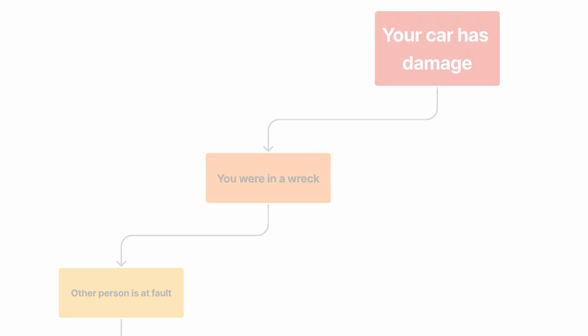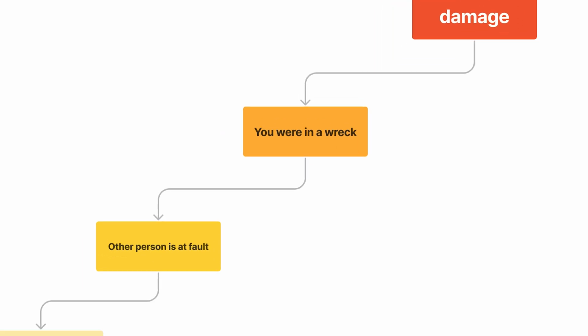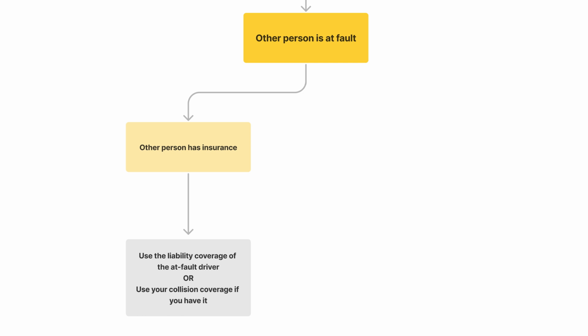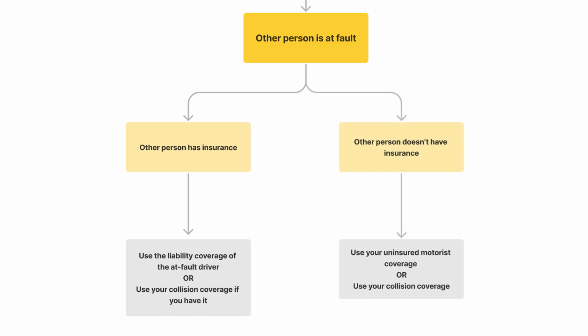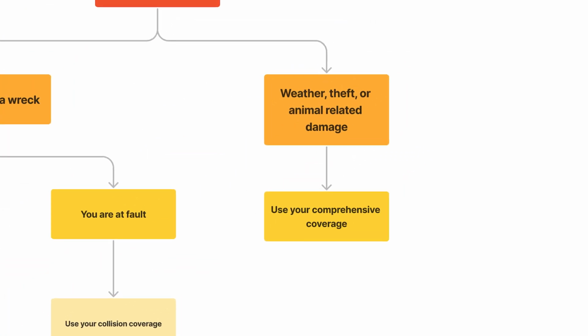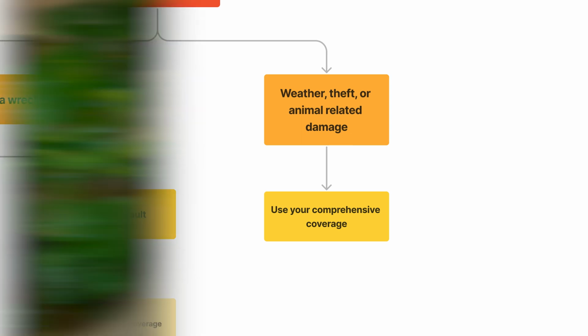So to conclude, if the other person is at fault and has insurance, you can claim on their liability policy or your collision policy if you have it. If the other person is at fault and has no insurance, then you can claim on your uninsured motorist or collision policy if you have those coverages. If you cause the wreck, you can only claim on your collision policy if you have that coverage. If your car is damaged by theft, weather, or an animal, you can claim on your comprehensive coverage if you paid for it.